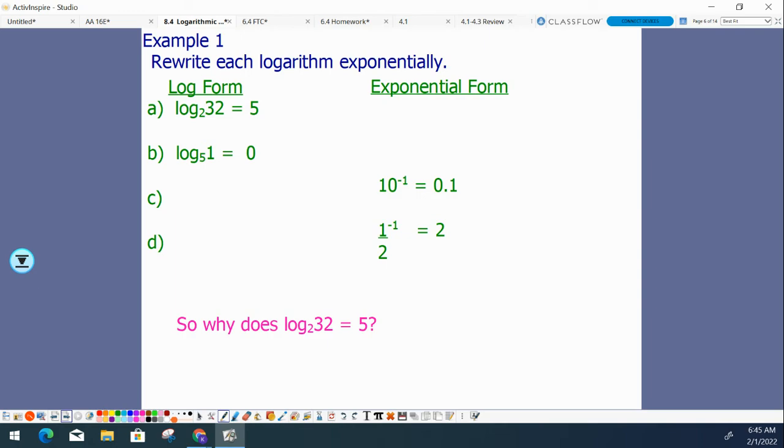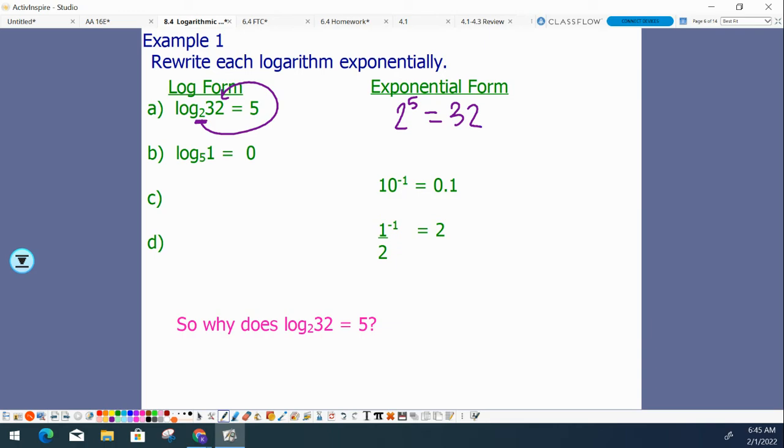If this is the base of the log and logarithms are inverses of exponential, we're going to rewrite it. So whatever the base of the log is, that's going to be the base exponentially. And I kind of just say we kind of go in a circle. We start with the base, 2 raised to the power of 5 equals, and go around, 32. And when you write your exponential, you should be able to verify, yes, that is true. 2 to the 5th power does equal 32.